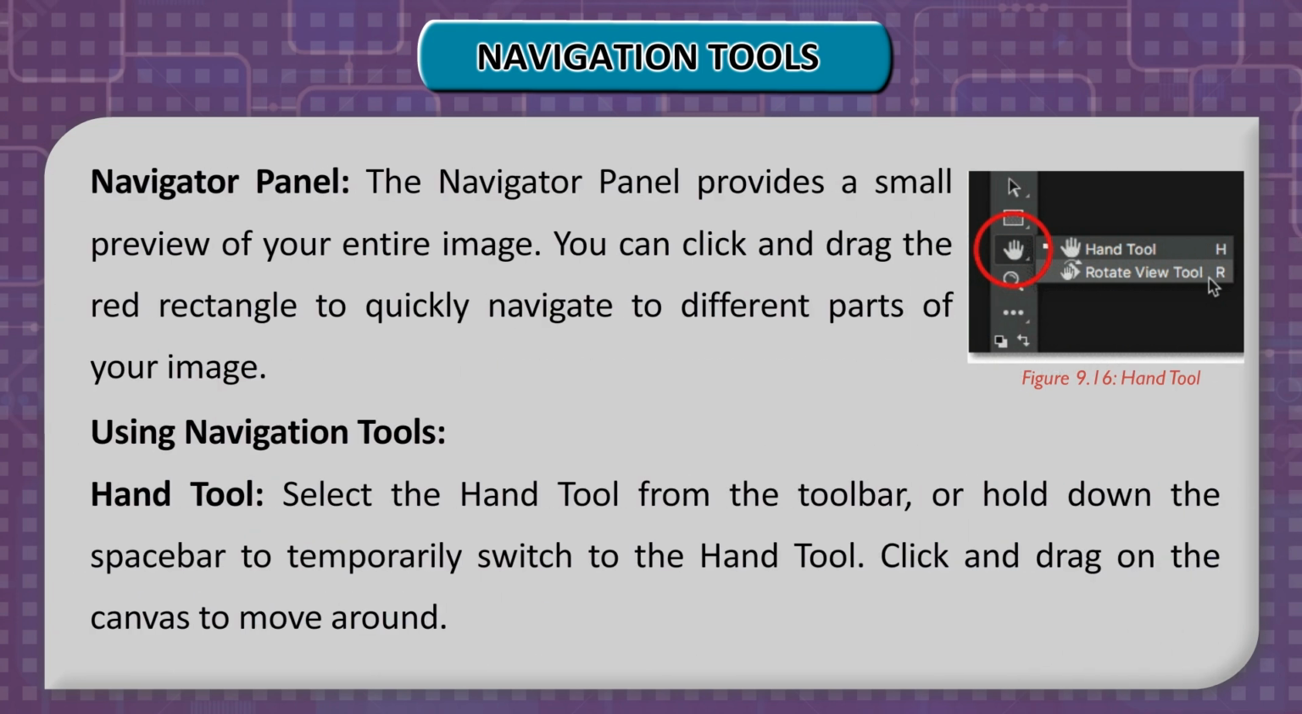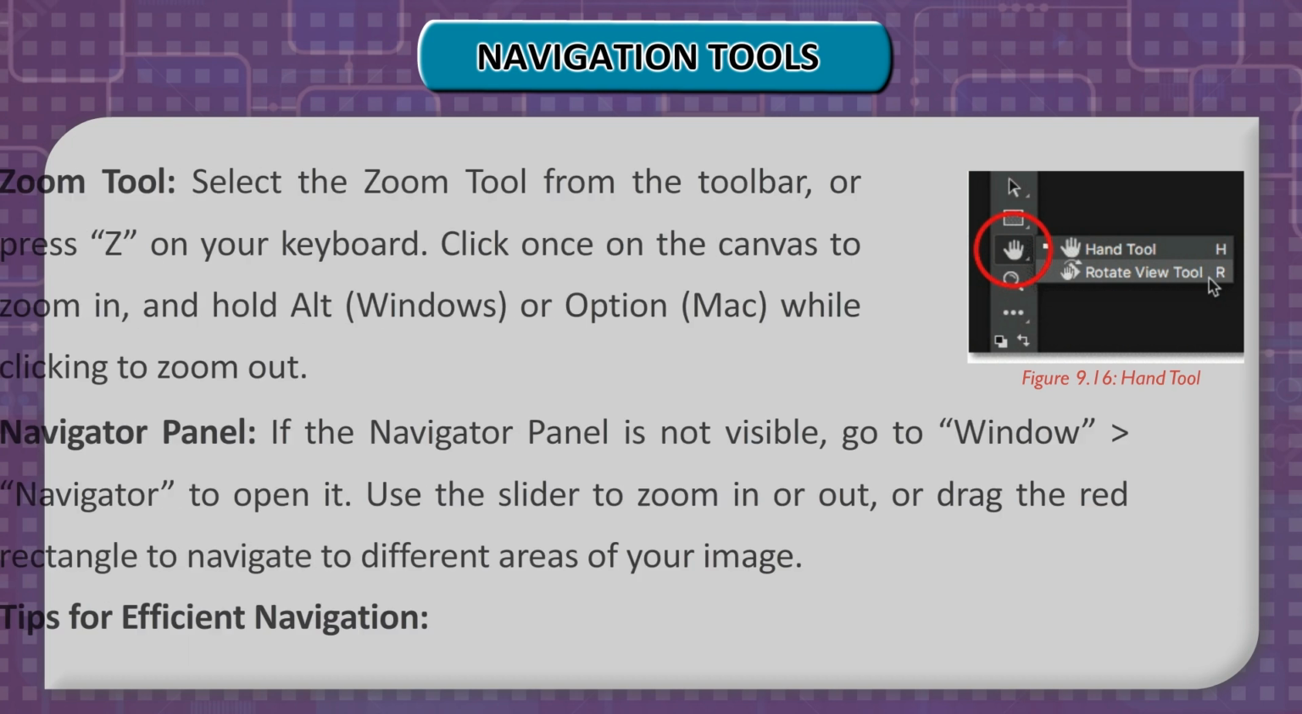Navigator panel. The Navigator panel provides a small preview of your entire image. You can click and drag the red rectangle to quickly navigate to different parts of your image. Using navigation tools. Hand tool. Select the hand tool from the toolbar, or hold down the space bar to temporarily switch to the hand tool. Click and drag on the canvas to move around.